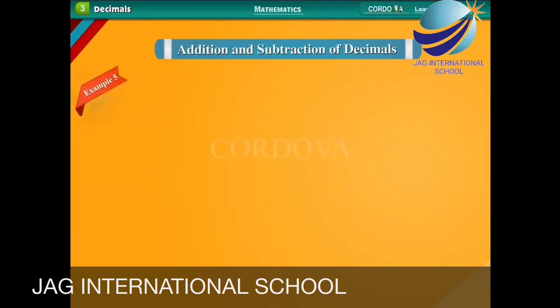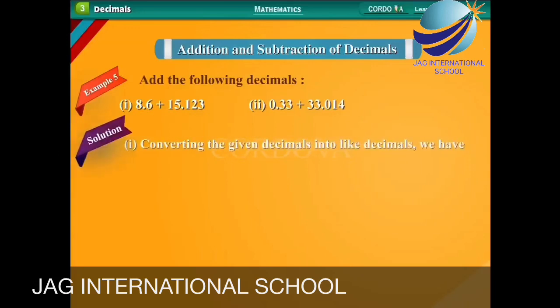Example 5. Add the following decimals: 8.6 plus 15.123, 0.33 plus 33.014. Solution. Converting the given decimals into like decimals, we have 8.6 plus 15.123, which is equal to 8.600 plus 15.123, which is equal to 23.723.